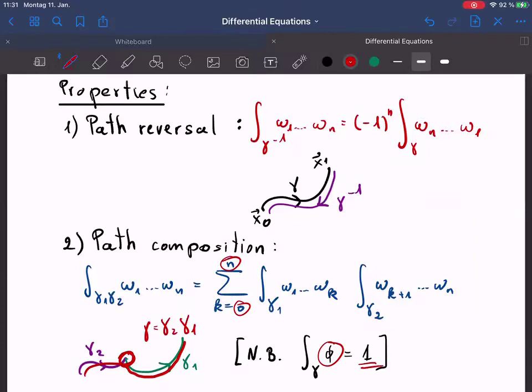Okay, so that allows you to write an iterated integral where you have a complicated path that's piecewise. If you know how to do the integral on each piece of your path, you can just combine these individual iterated integrals to get the iterated integral on the complicated path. And we'll see an example of that in a bit. This is very useful.